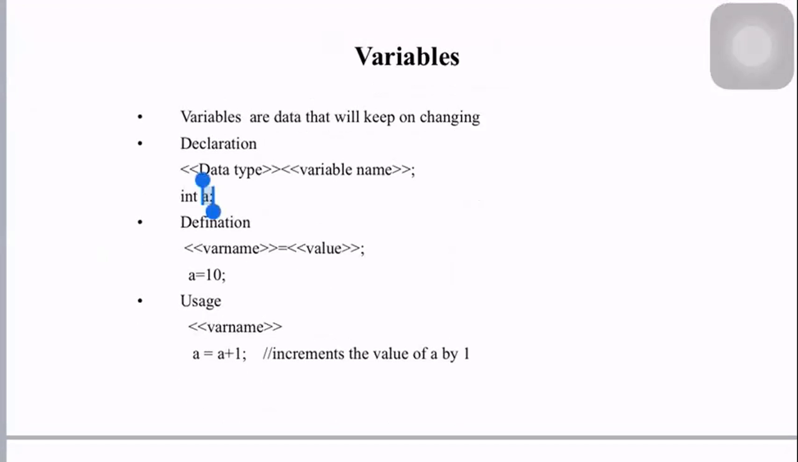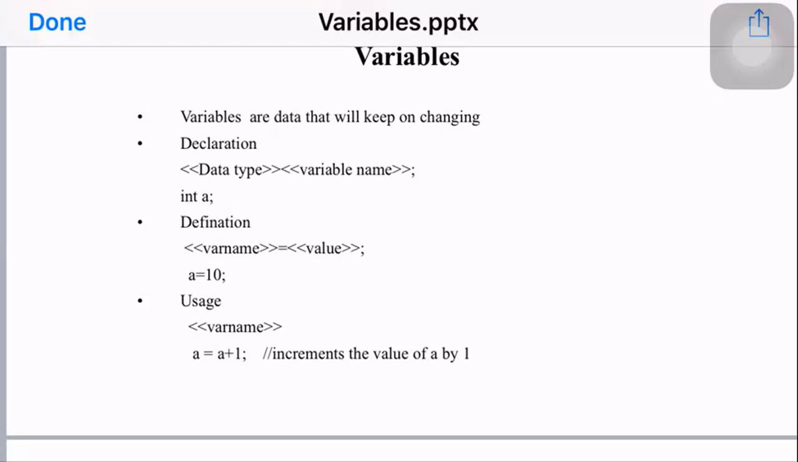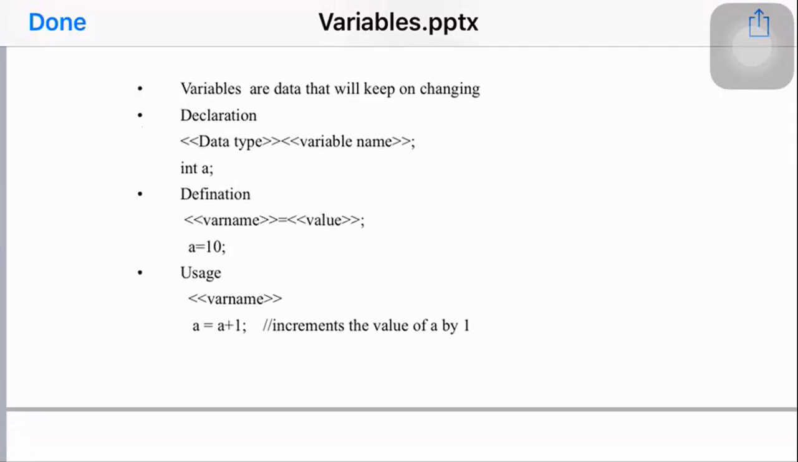So how do we declare variables? First comes the data type, and next we give a variable name. Data type means int, char, float, like that. And the variable name can be a, b, and so on. We can declare it as an integer also. So here are the examples of declaring a variable, the definition of a variable, and uses of the variable.